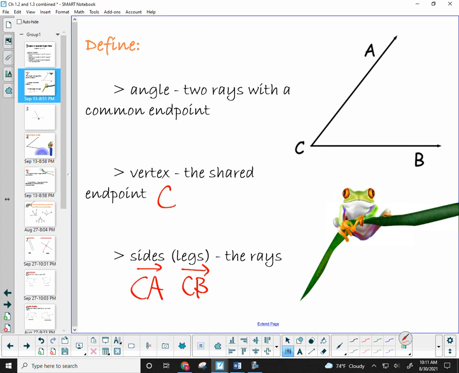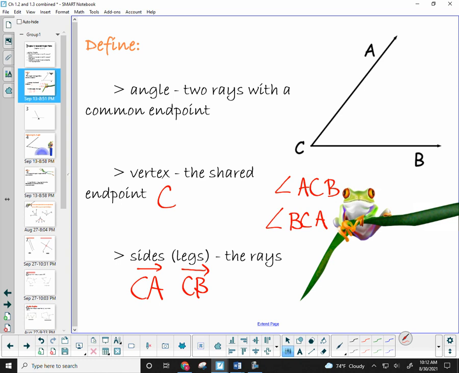Okay, so let's talk about how to name an angle. We have four ways of naming an angle. One way is by using 3 points on the angle, one of which has to be the vertex. The other two, one has to be from one leg, the other has to be from the other leg. So I can name this angle ACB, or I can name it angle BCA.